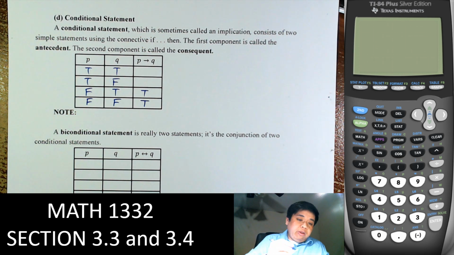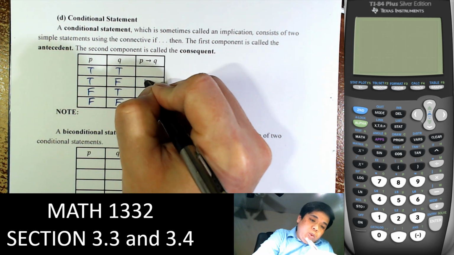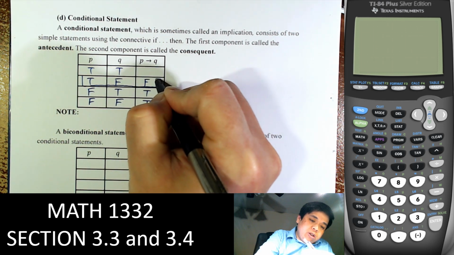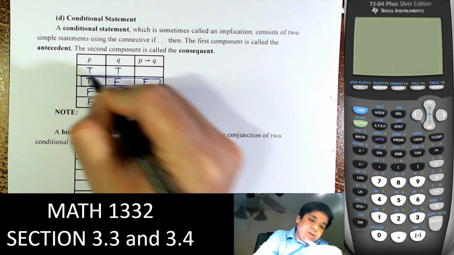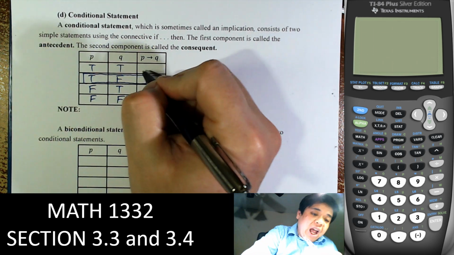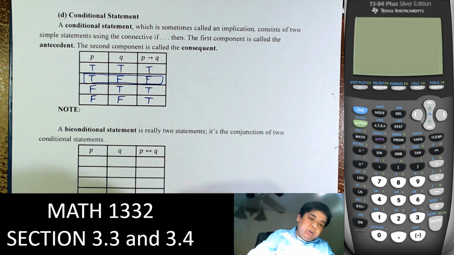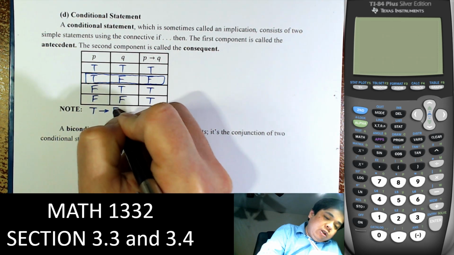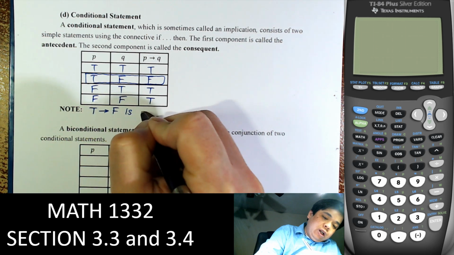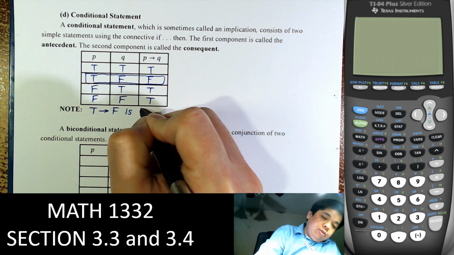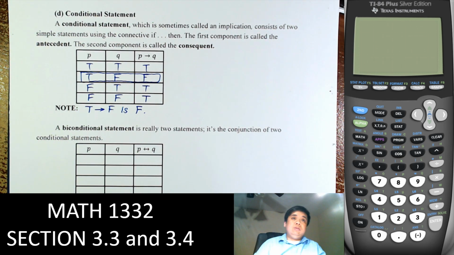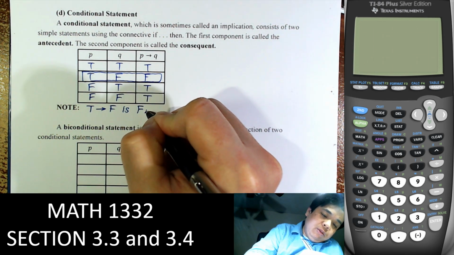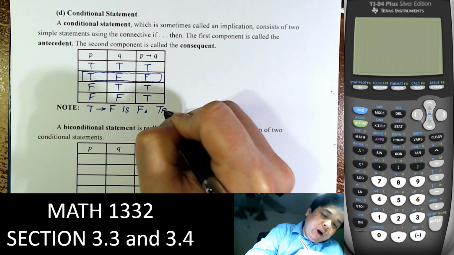The only case that is false is where you have true implied false. Everywhere else is true. So we say true implies false is false. True otherwise.